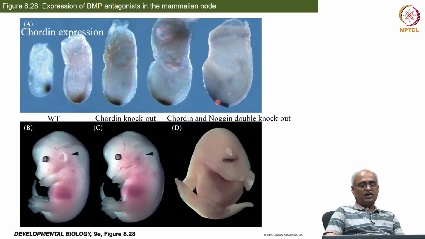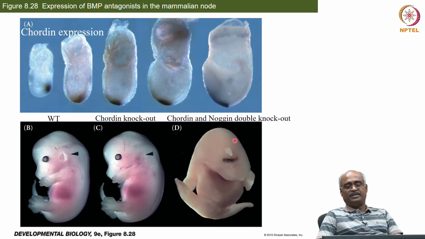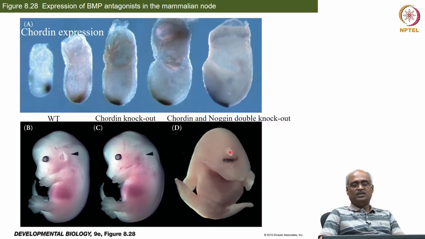And if chordin is knocked out, except for this ear development defect, so this is the knockout and this is the wild type, the head structure formation appears to be totally alright. But if chordin and noggin both are knocked out, the head structure doesn't develop right. There is no jaw formed and only one eye, and that is below a nose-like protrusion, but otherwise no clear head structure forms. So indicating that these probably function in a redundant fashion required for the head structure to form.